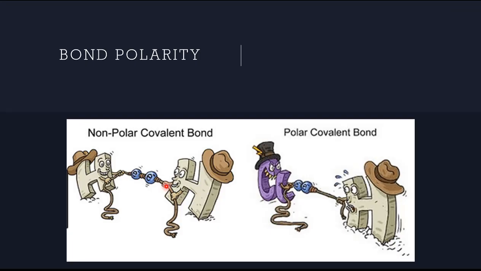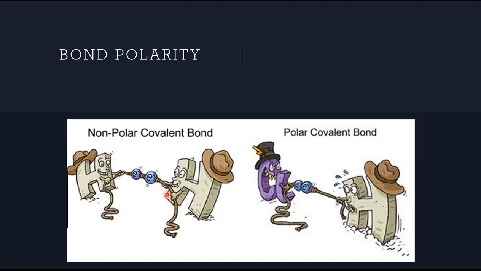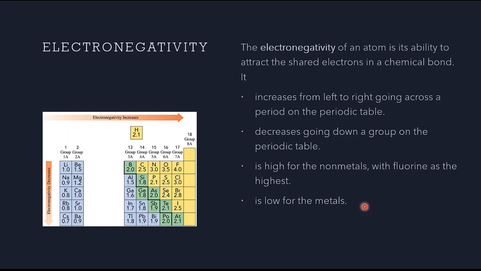All right, so when we talk about covalent bonds, we also need to talk about bond polarity. Bond polarity is when the electrons between two atoms are not necessarily equally shared. This has to do with the fact that some atoms are a little more greedy with their electrons than other atoms. So what do I mean by greedy? Well, when I say greedy, basically what I'm talking about is electronegativity.